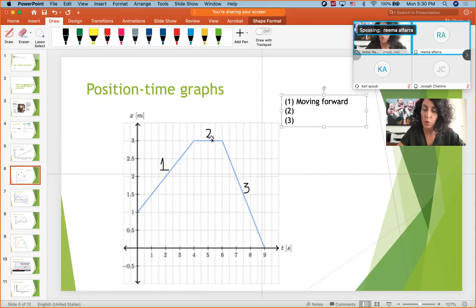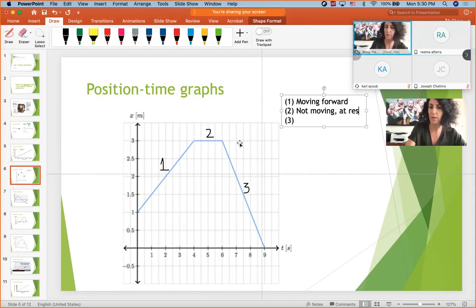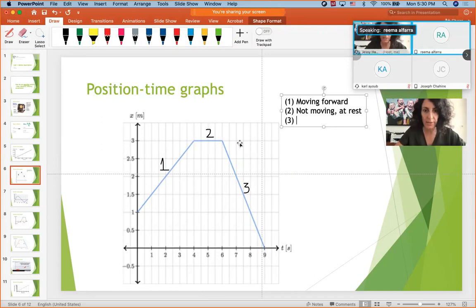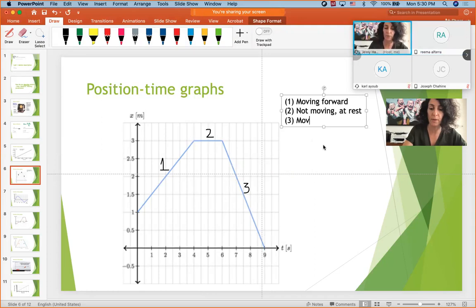What about 2? Number 2 is at rest. Not moving, at rest. Okay. Number 3, can we say decelerating? No, it's not decelerating because you are at position 3. You go back to 2.5, then 2, then 1.5, then 1. This is moving backwards if you think about it.